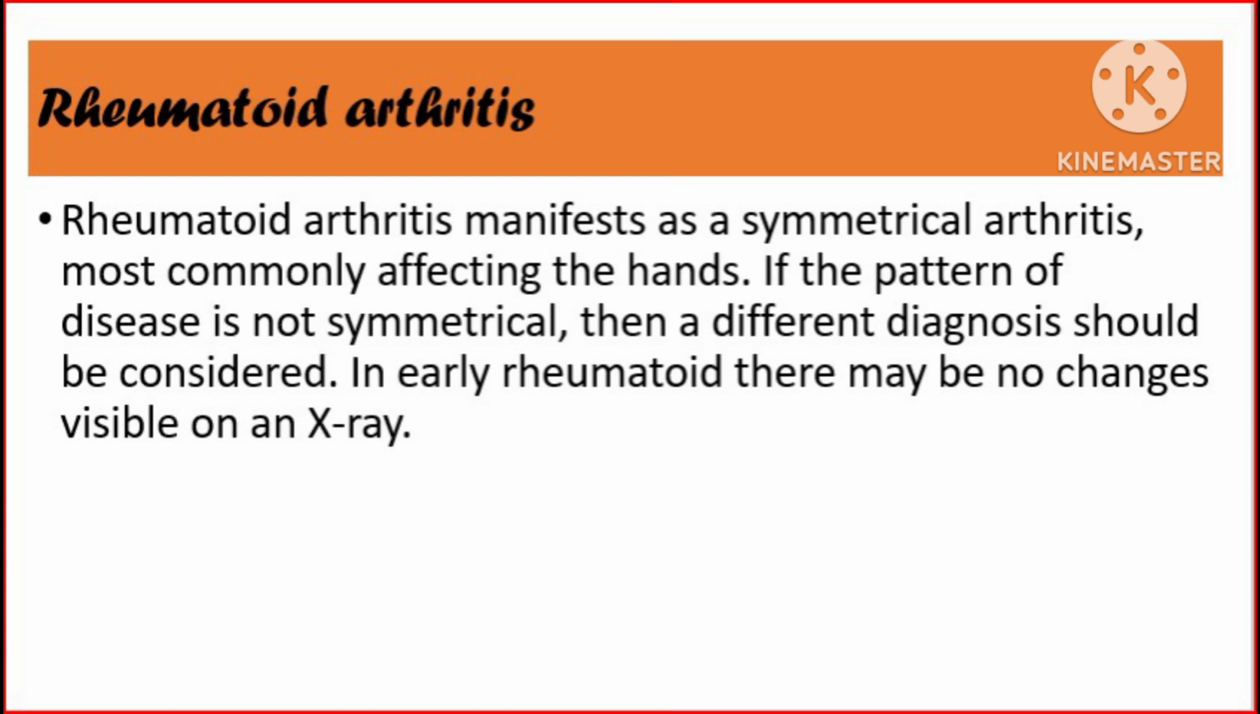Rheumatoid arthritis manifests as a symmetrical arthritis, most commonly affecting the hands. If the pattern of the disease is not symmetrical, then a different diagnosis should be considered. In early rheumatoid, there may be no changes visible on an X-ray.